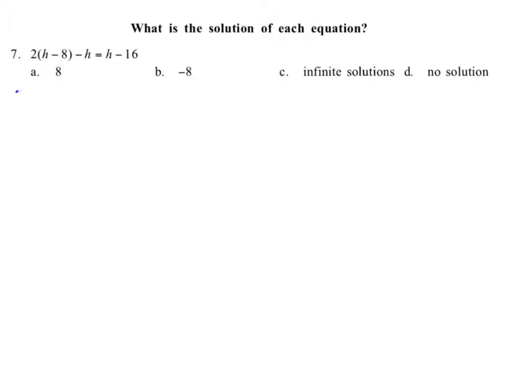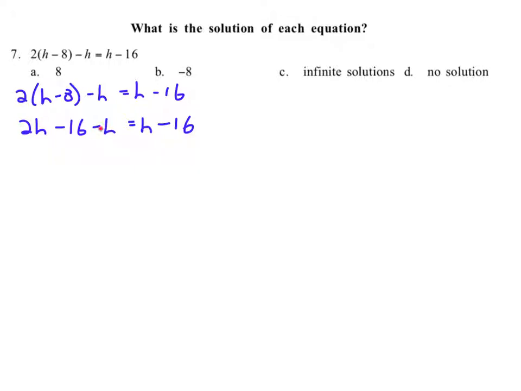We need to simplify this up top, okay? I'm going to rewrite it because we got stuff in between. 2 times (h minus 8) minus h equals h minus 16. And I'm going to distribute through. So we've got 2 times h, 2h, 2 times negative 8, negative 16, minus h equals h minus 16.